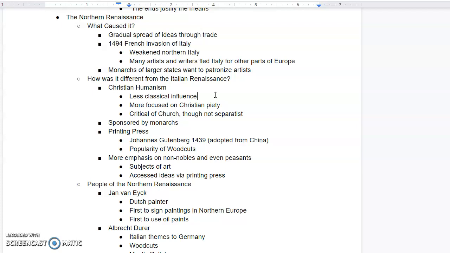Christian humanism is focused more on Christian piety, where there were many who were critical of the church, but they're not at all generally separatist, like the coming period of Luther and the Reformation. There's no desire to separate from or demands to separate from the Catholic Church, but there is a sense that there were corruptions in the church and there were problems, and that they wanted a return to Christian piety.